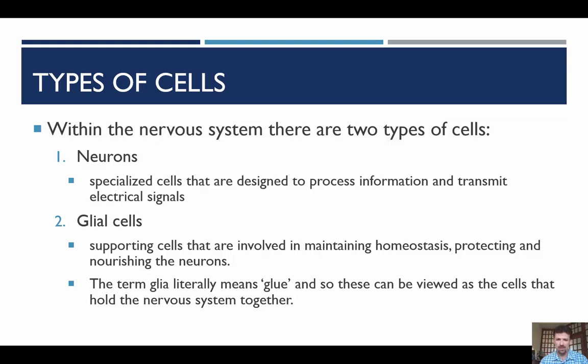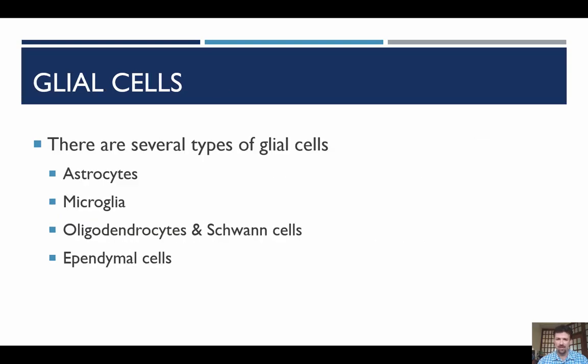So what we want to do now is just mention four types of glia, and talk briefly and comment about their properties and what their function is in the nervous system. And the four types of glial cells that we'll be talking about are the astrocytes, the microglia, the oligodendrocytes and Schwann cells, and you'll see in a little while why we've grouped those two together. And finally, the ependymal cells.